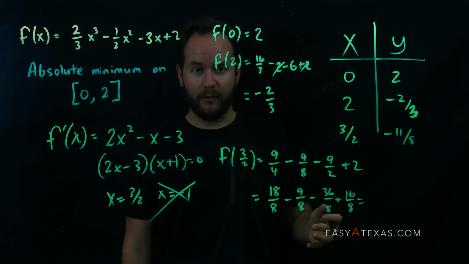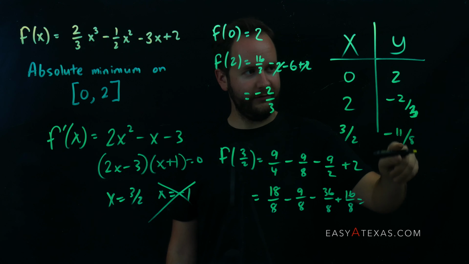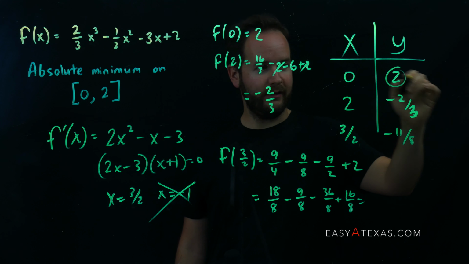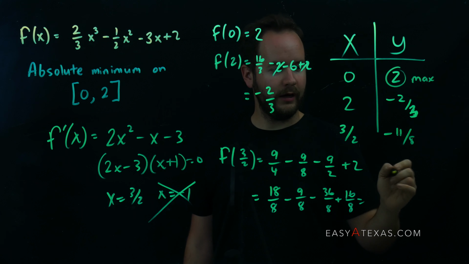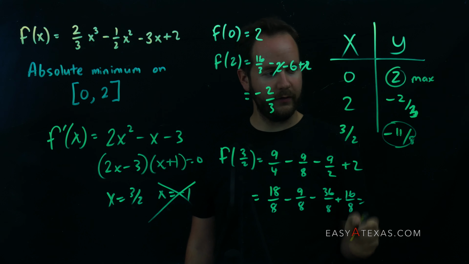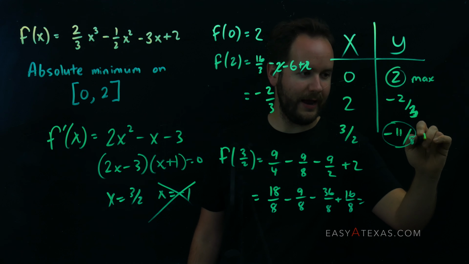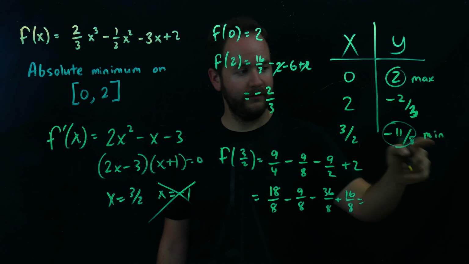The absolute maximum is your largest y value that we see on this list, and the largest y value I see is 2. So this is our absolute max. And the bottom, or the smallest value here, is negative 11 eighths. So this is our absolute minimum. And so this is your absolute min.